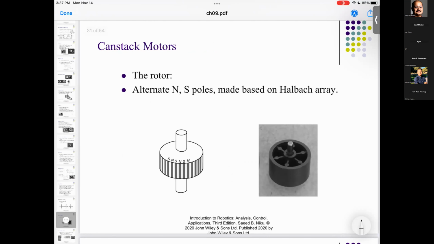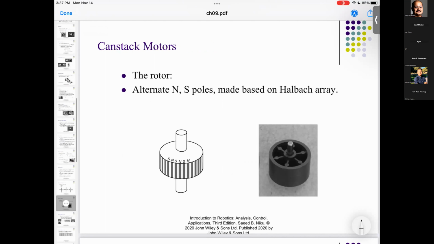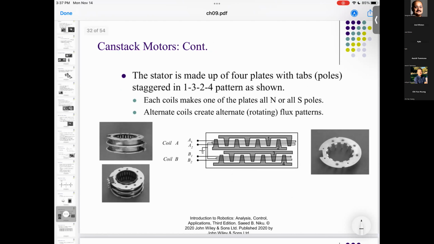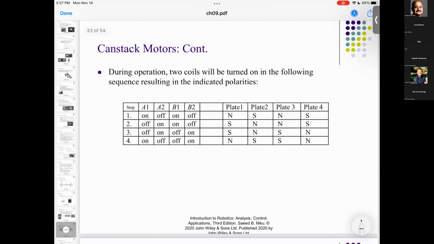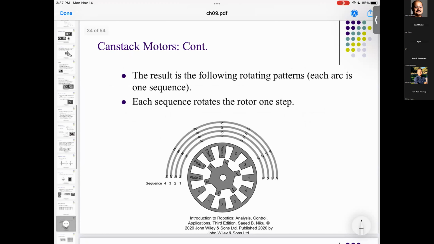Then you can have alternate south and north poles. And again, that is called the Halbach array, and that can be used as a rotor. You can have an alternate configuration where you can have 4 plates and coils with tabs. And then you can alternately actuate, and then you get the motion that you desire. Again, this is the actuation sequence. So you can use actuation and then achieve the steps in the sequence that you want.